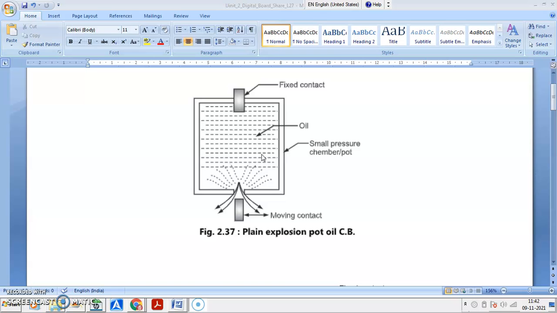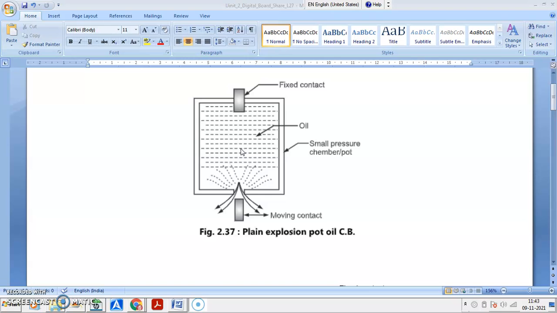Compared to the bulk oil circuit breaker, the advantage is that here you need less oil, and a particular chamber is provided for arc extinction. It is inside a closed chamber under certain pressure, not that high, small pressure, and there is gas also. Hydrogen gas acts as a coolant, and it will cool the arc and extinguish the arc.